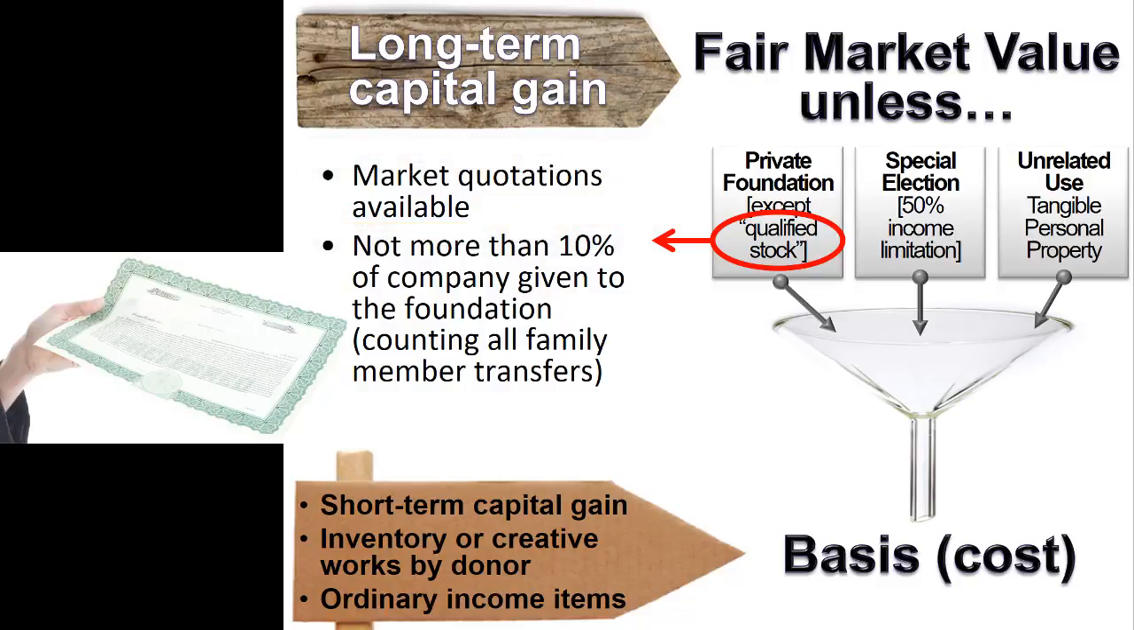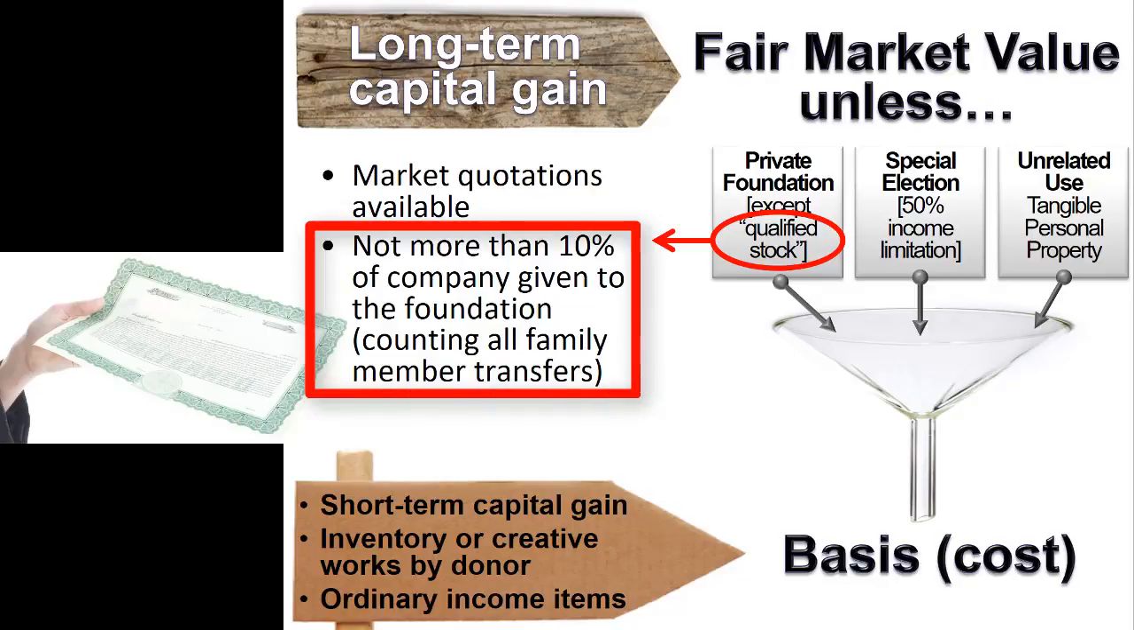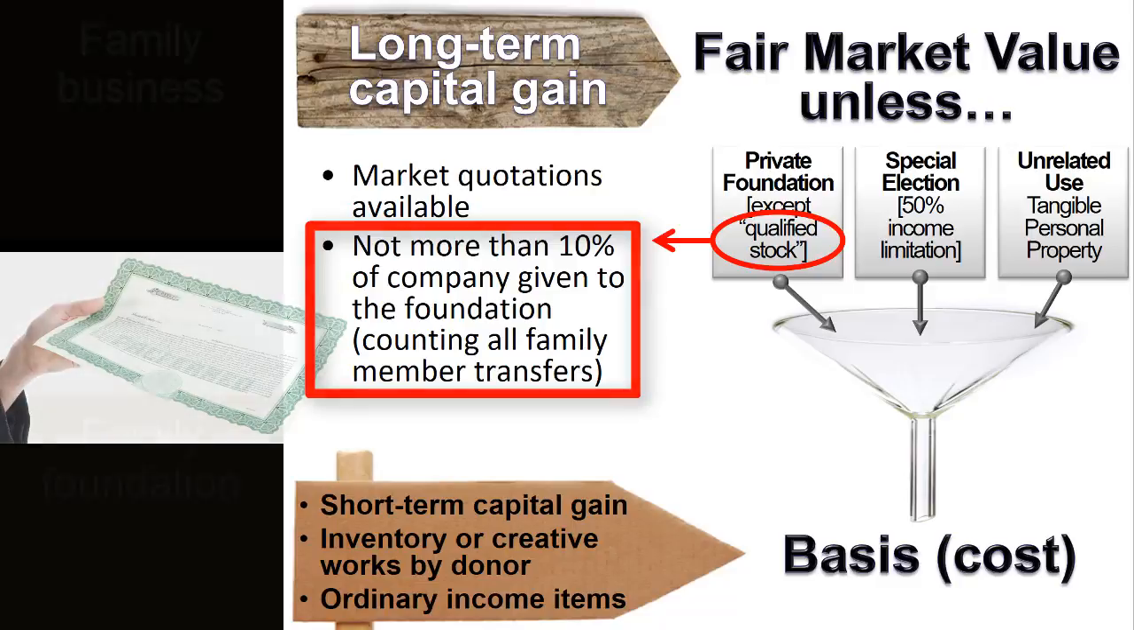In addition to being a publicly traded stock, the private foundation cannot have more than 10% of the entire company when counting all family member transfers together. What is the thought behind this rule? The intent is to avoid giving special benefit to large, closely held insider transactions.